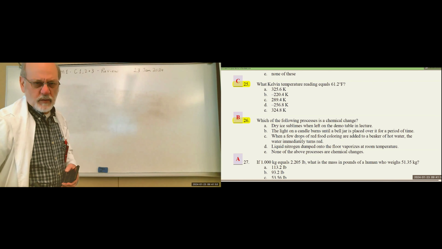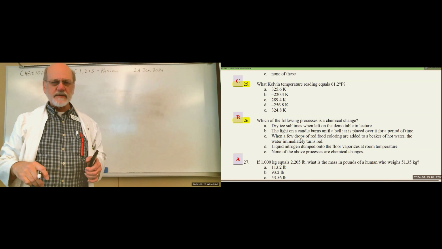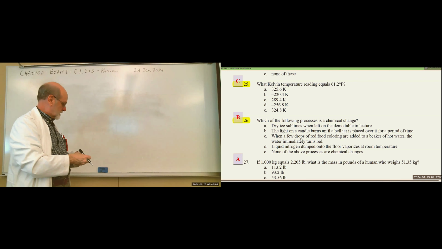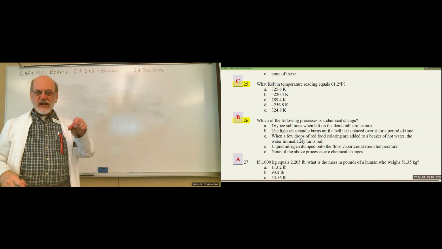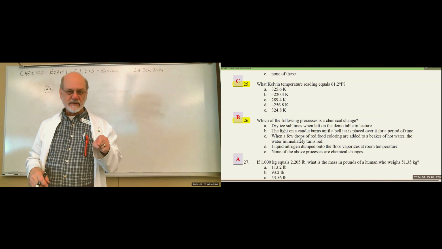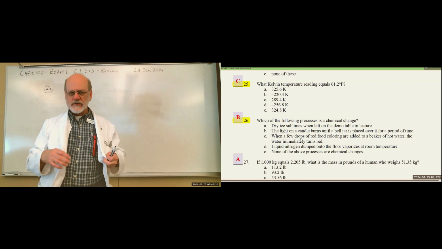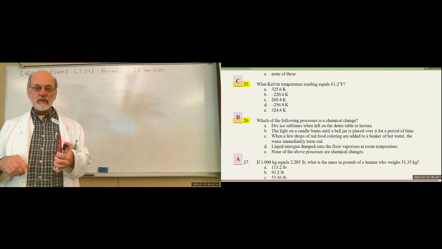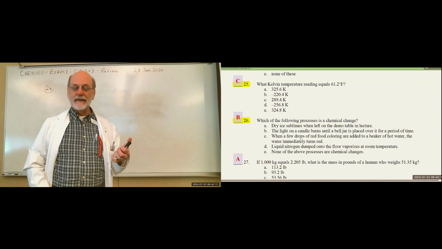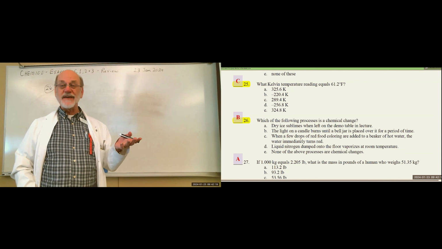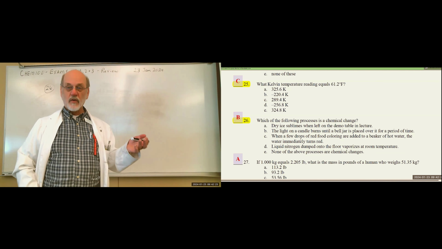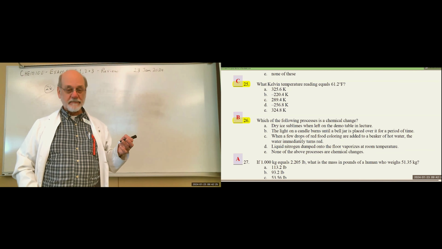26. Which of the following processes is a chemical change? All right. We need a description of a change in identity of a substance. So let's just take them one at a time. Dry ice sublimes when left on the demo table in lecture. It's just changing phase, right? It's still carbon dioxide, whether it's solid or gas, right? So A can't be it.